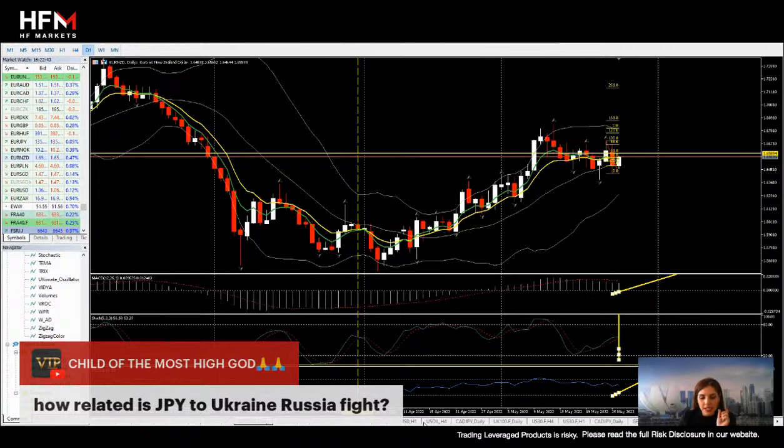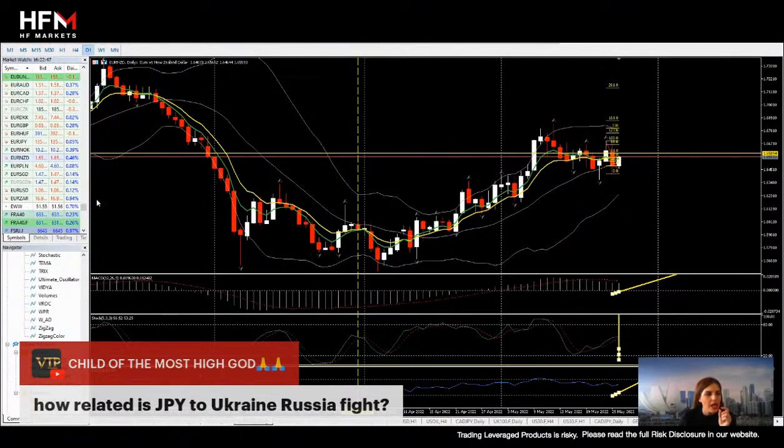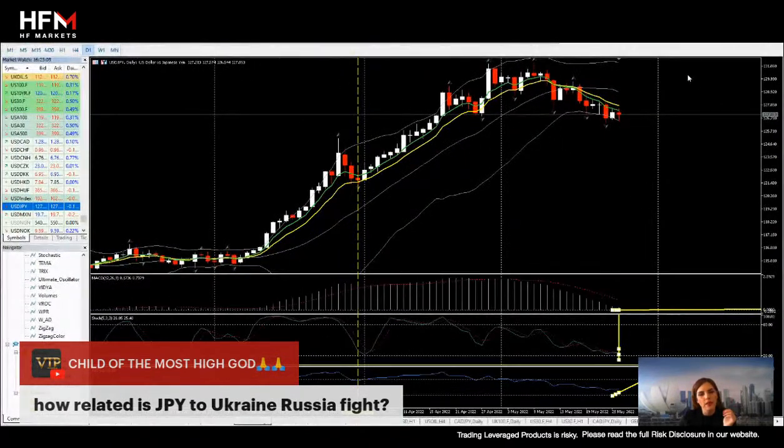This is a risk sensitive asset. It's a safe haven. It's a risk sensitive asset. That's why we have all these ups and downs all the time on yen. It's a safe haven, such as the dollar, such as the gold. So let me find my dollar yen. Here we are. So we have this pullback.